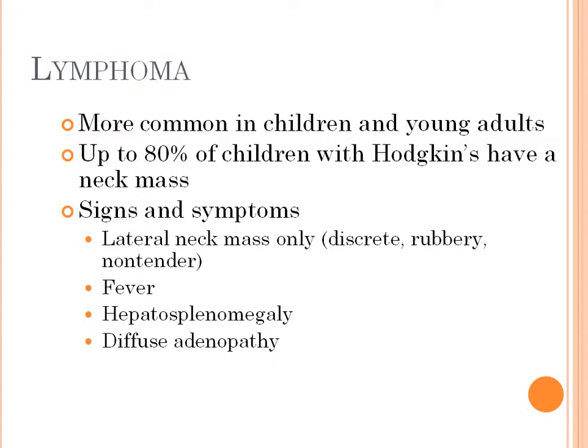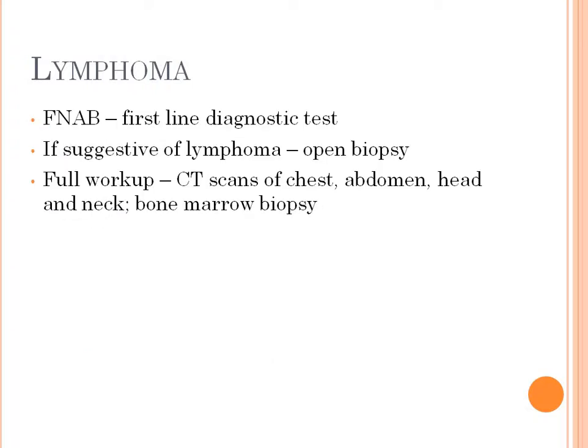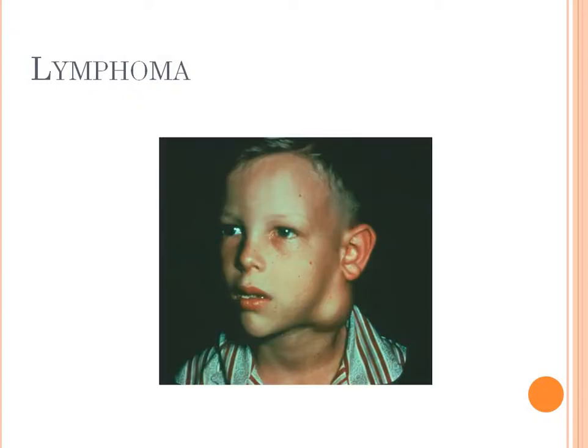Now the lymphoma, more common in children and young adults. Up to 80% of children with Hodgkin's have a neck mass. Signs and symptoms: lateral neck mass only, discrete, rubbery, non-tender; fever, lymphadenitis, splenomegaly, diffuse adenopathy. For lymphoma, FNAC is the first-line diagnostic test. If there is a history of lymphoma, open biopsy. Full workup: CT scan of the chest, abdomen, head and neck, and bone marrow biopsy. This is a patient showing lymphoma.